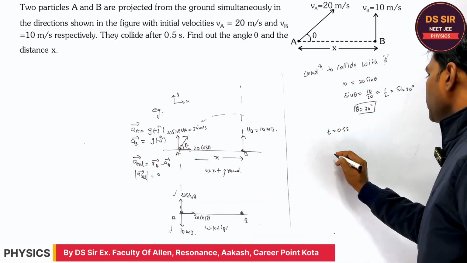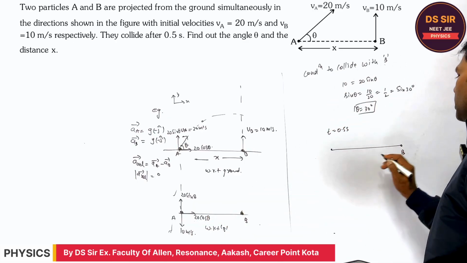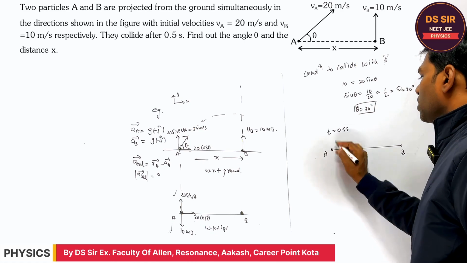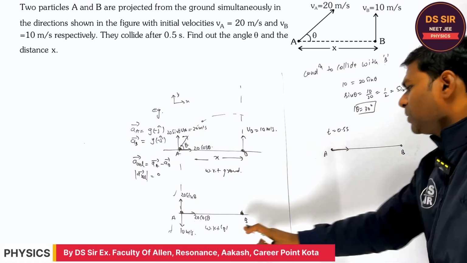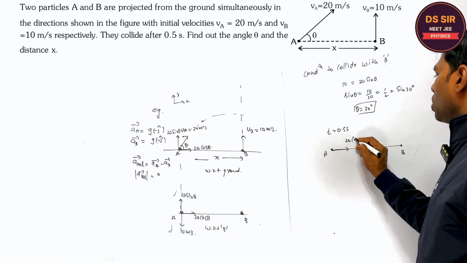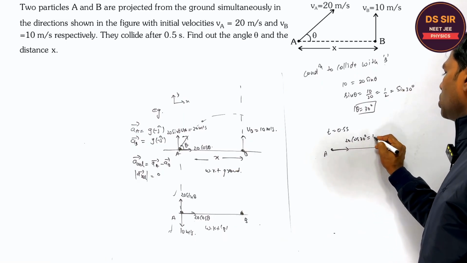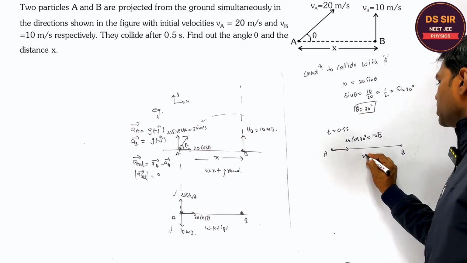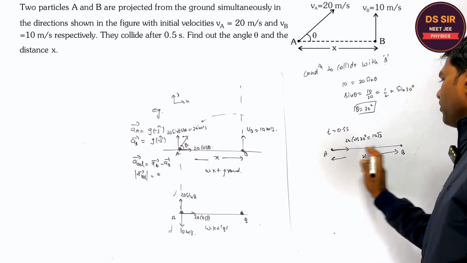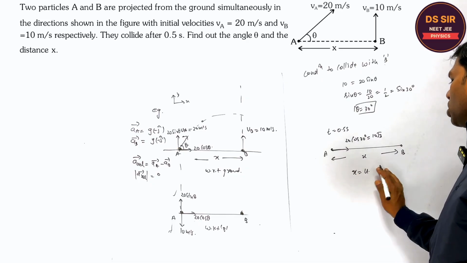So now with respect to B, this is the B and this is the A, and it is coming towards B, right? With what speed? Say 20 cos 30, which is equal to 10 root 3, right? Root 3 by 2. And this distance is x. So after what time? x is equal to u into t.